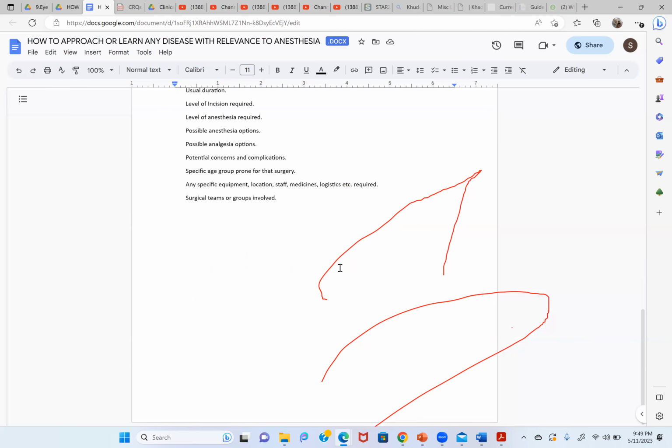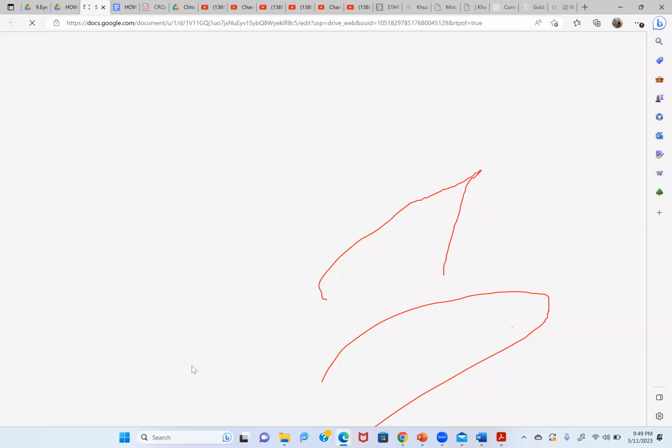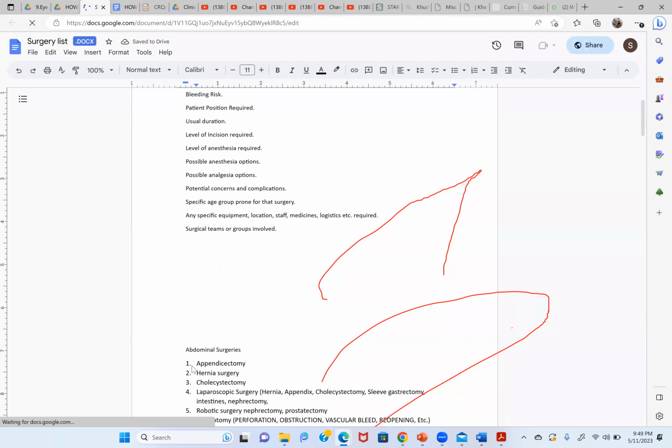Okay, so this is my message. And these things are available for all of you. This is the list of surgery. Please don't waste your time reading aimlessly. I am telling you again and again, aimless reading is useless.